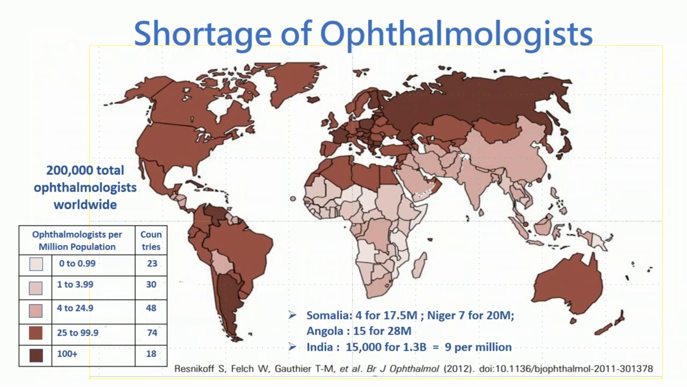The problem is that the expertise and the equipment that we need is in short supply in many parts of the world. So this is a map of the distribution of ophthalmologists worldwide. The lighter shaded regions, which are mostly in Africa and Asia, as you can see, have a huge shortage of not only equipment, but of ophthalmologists. Just to highlight a few countries in Africa, Somalia and Angola have less than 20 ophthalmologists for populations of 20 to 30 million people. So there's no possible way you can screen everybody at risk in these countries. In India, with 1.3 billion people, we have only 15,000 ophthalmologists. Even if you double or triple that number, you're not going to have enough people to screen everybody at risk. So this is a difficult problem, and it definitely needs innovative technology solutions.